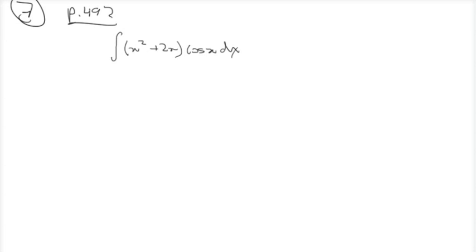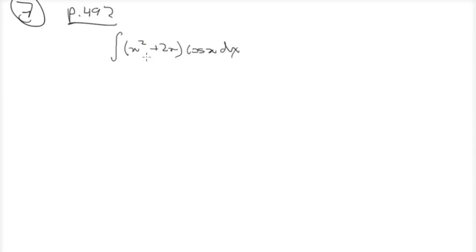Alright, so first we're going to do number 7 on page 492 of your book. We're asked to evaluate this integral, the integral of the quantity x squared plus 2x times cosine x dx. This is the easiest, most basic way of doing integration by parts. You'll have to do the method once or twice, and then you'll solve the integral, and that's it.